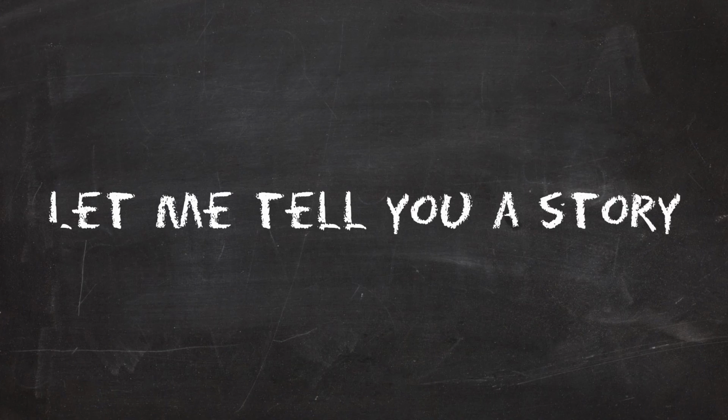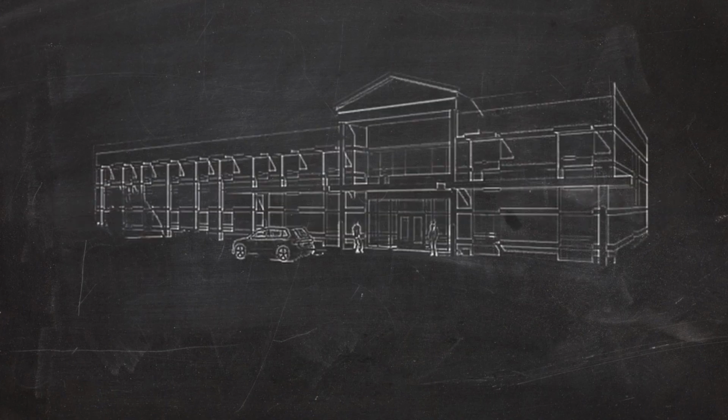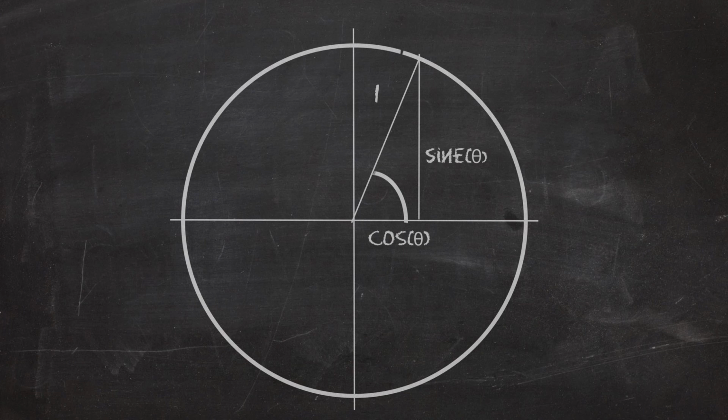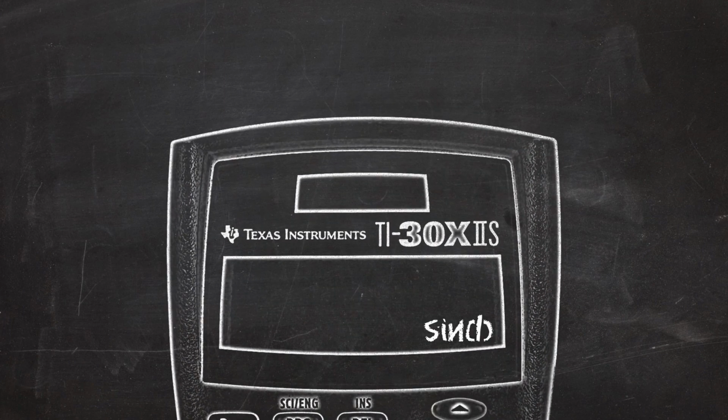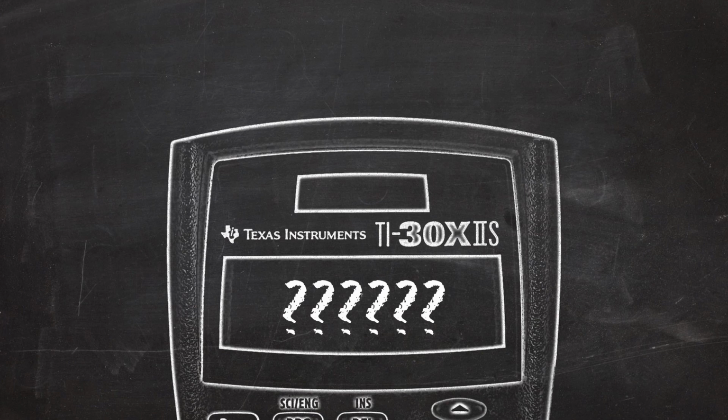Let me tell you a story. I was in school learning basic trigonometry. You know, cosine, sine, tangent, all that good stuff. But something piqued my interest. When solving basic trig, you use a calculator to find cosine x or sine x, whatever x is that you need to find. However, I didn't know how the calculator was getting these numbers.